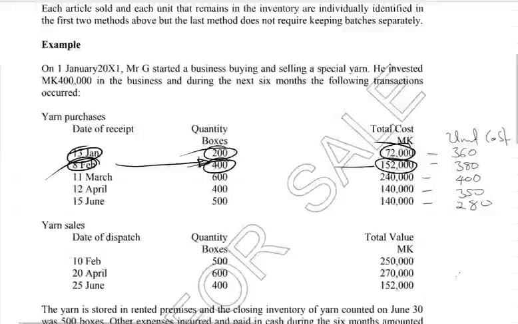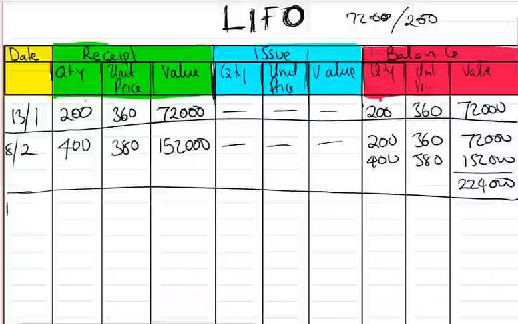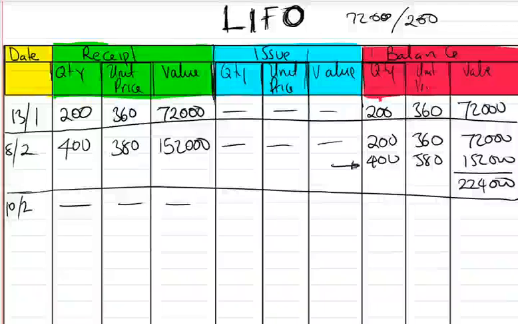We'll go to the next transaction, happening on 10 February. They sold 500. So on 10 February, there is no receipt, but a sale of 500. We're saying last in, first out. So the ones that came in last, which is the 400 in this case, should go out first. So again, we're saying 400. The remaining 100 will be taken from the 200. So it's going to be 100 at 380 and 100 at 360.